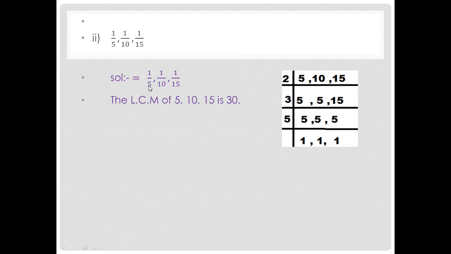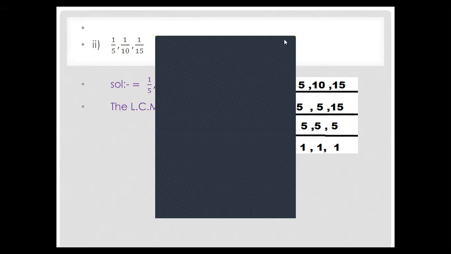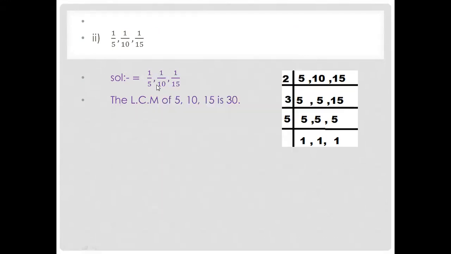5 times what is 30? We multiply 5 with that number which gives us 30. 5 6s are 30. So 6 we multiply with the numerator and with the denominator. Then again, 1 over 10. So 10 times what is 30? 10 3s are 30. So we multiply the numerator and the denominator with 3. 15 times what is 30? 15 2s are 30. So we multiply the numerator and the denominator with 2 like this.